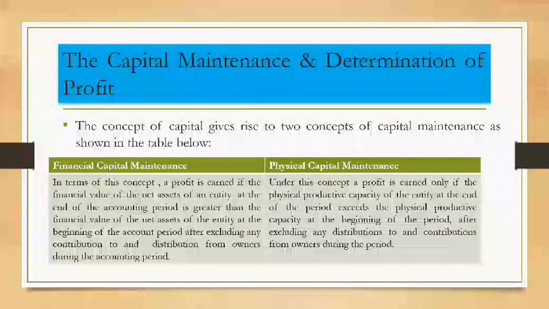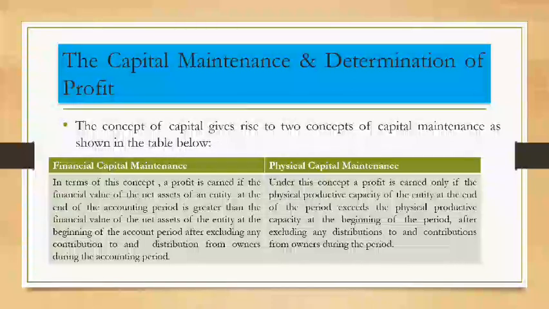The concept of capital maintenance and the determination of profit. The concept of capital gives rise to two concepts of capital maintenance as shown in the table below. The financial capital maintenance. In terms of this concept, profit is earned if the value of the net assets of an entity, that is the equity of an entity at the end of the accounting period, is greater than the financial value of the net assets or equity of the entity at the beginning of the accounting period, after excluding any contribution to and the distribution from owners during the accounting period.